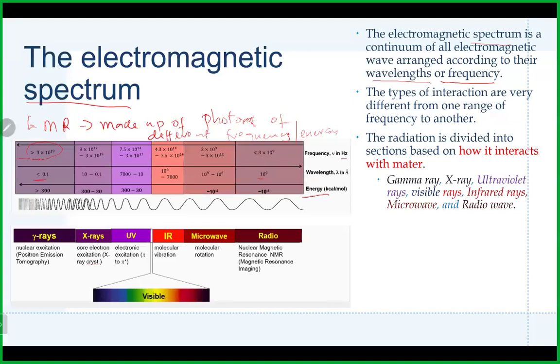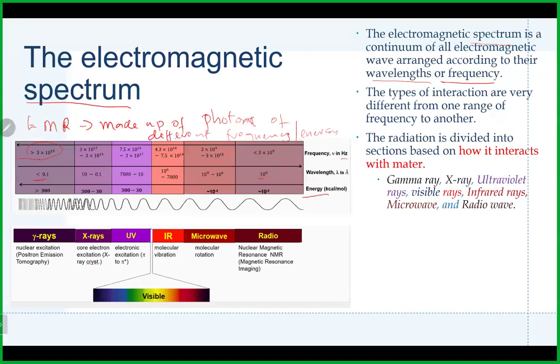So how are these grouped? It has been noted that the different energies or different frequencies interact with matter in a different way. So the electromagnetic spectrum has been classified based on the way each type of frequency region interacts with matter.